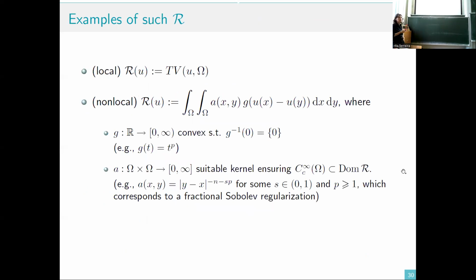So let me give you examples of functionals that do satisfy those assumptions. For example, when you take the total variation in the local case, or if you want to look at a non-local functional, you could look at something like this. Here this G is 0 only at 0. So this means that it only vanishes at the constants. And then you have to take a convenient kernel so that the other assumptions hold. And for example, you could take this function that is related to the fractional Sobolev regularization. So these are examples that do satisfy the assumptions I was mentioning before.